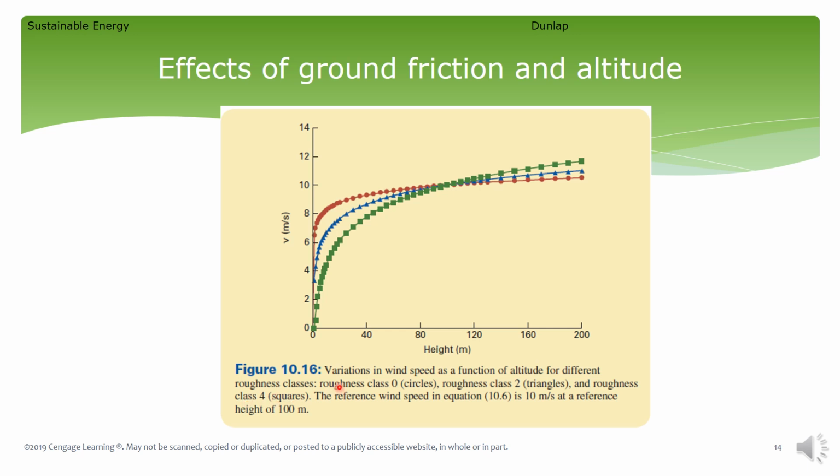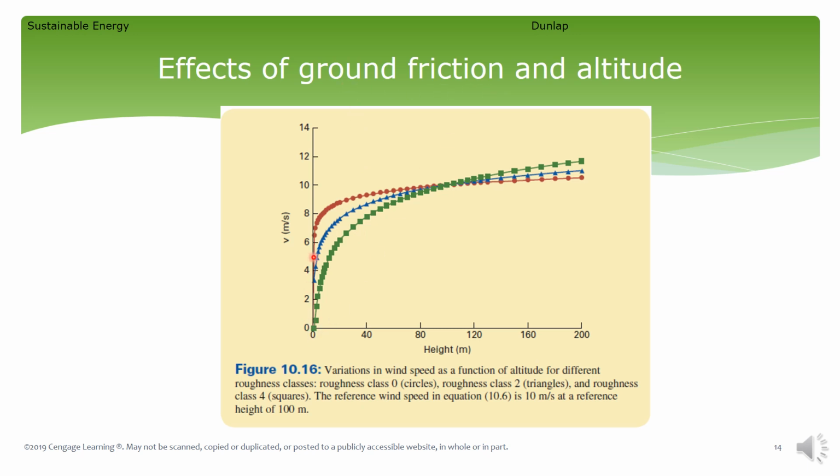The roughness class is about the surface. Roughness class 0 means that it is water. Roughness class 2 typically is filled with some trees. Roughness class 4 typically means that the surface is a large city. So as the roughness class increases, there is more ground friction.